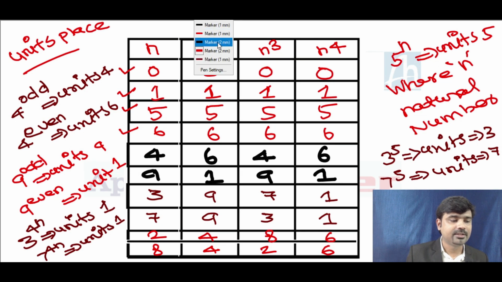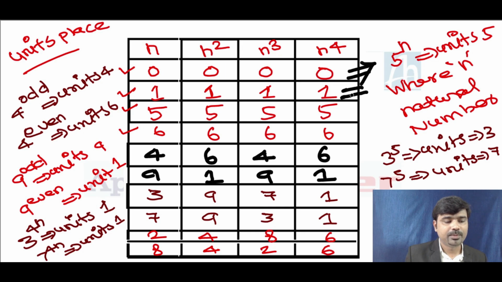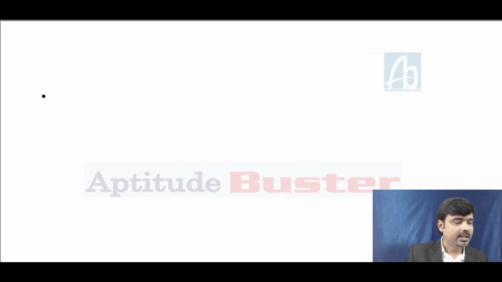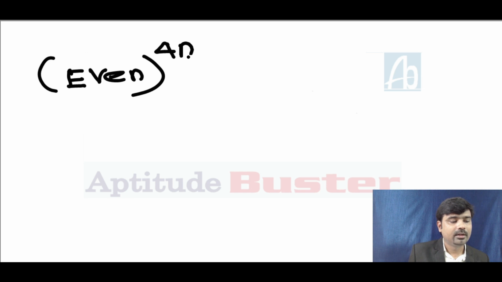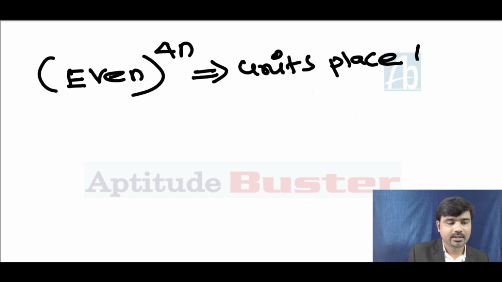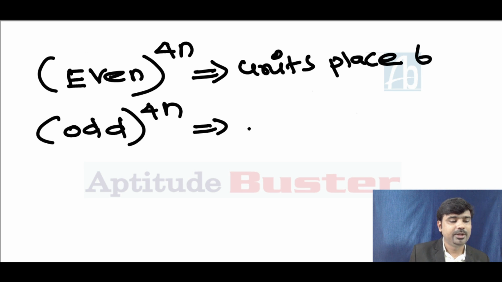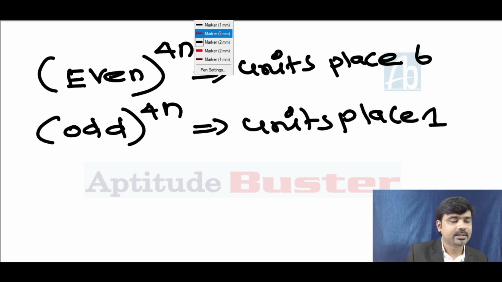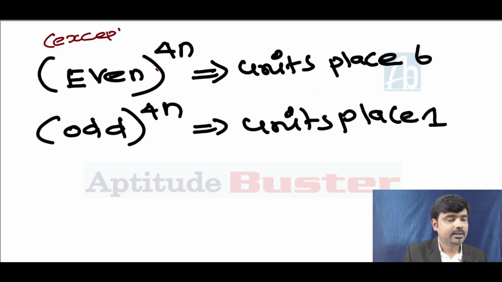I'll tell you the easiest forms. Unit space 0, unit space 1, unit space 5, unit space 6, we take only the rest of the values. See, if the number is even, power 4n, always the unit space is 6. Next, if the number is odd, power 4n, always the unit space is 1. Two exceptions: here, even power 4n, unit space is 6, except unit space 0. Next, odd power 4n, unit space is 1.